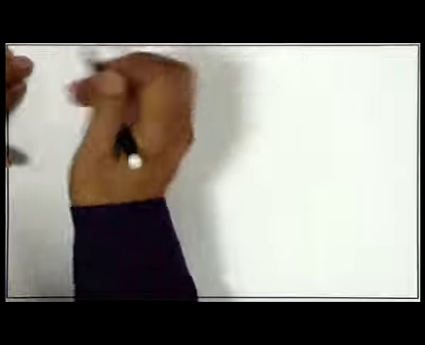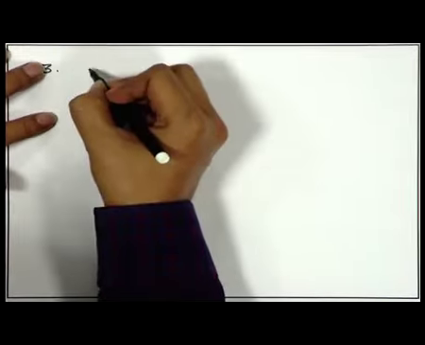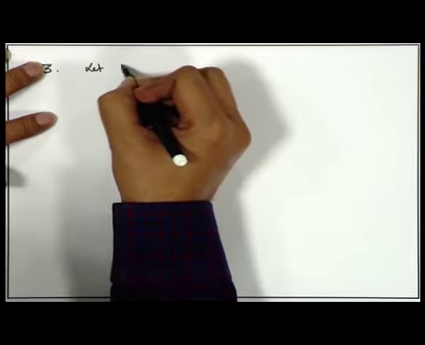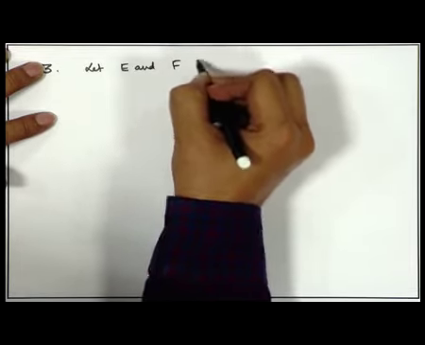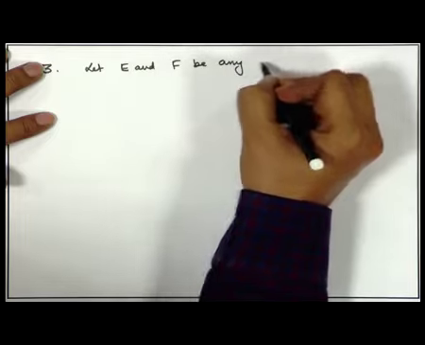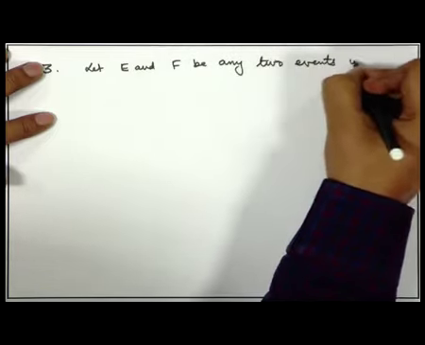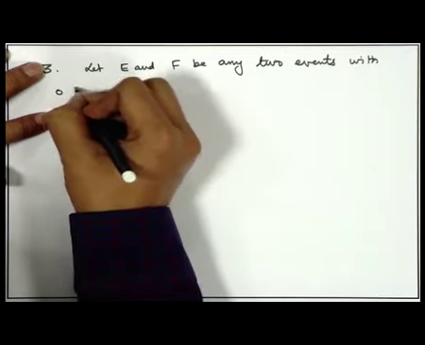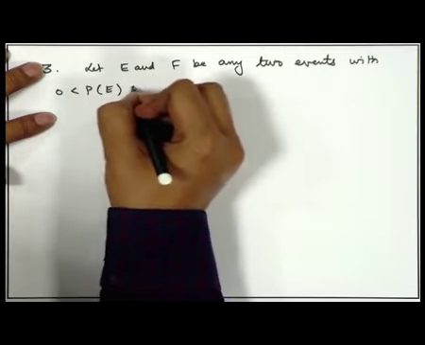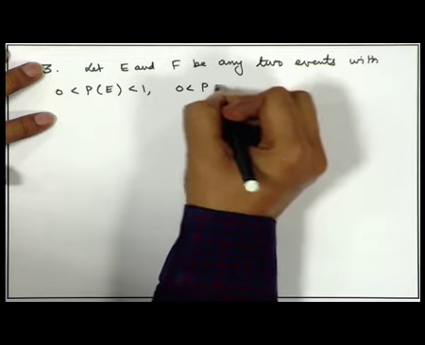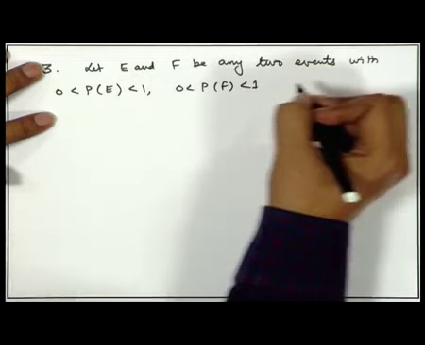Let me give another example in which the set theoretic probabilities are used. Let E and F be any two events with 0 less than probability of E less than 1 and 0 less than probability of F less than 1.